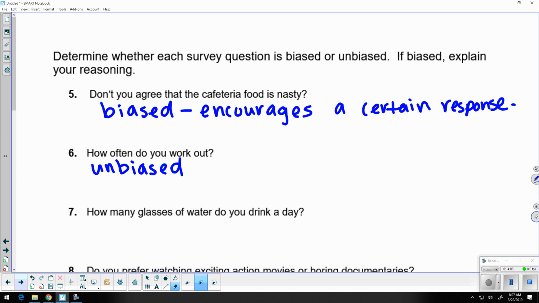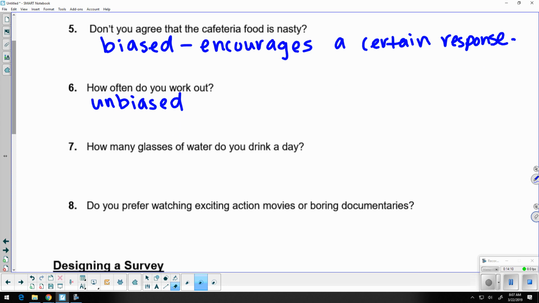Number 7, how many glasses of water do you drink in a day? To me, that's unbiased. We're drinking every single day. I mean, every single thing we drink has water in it in some way, shape, or form. So to me, that's definitely unbiased.